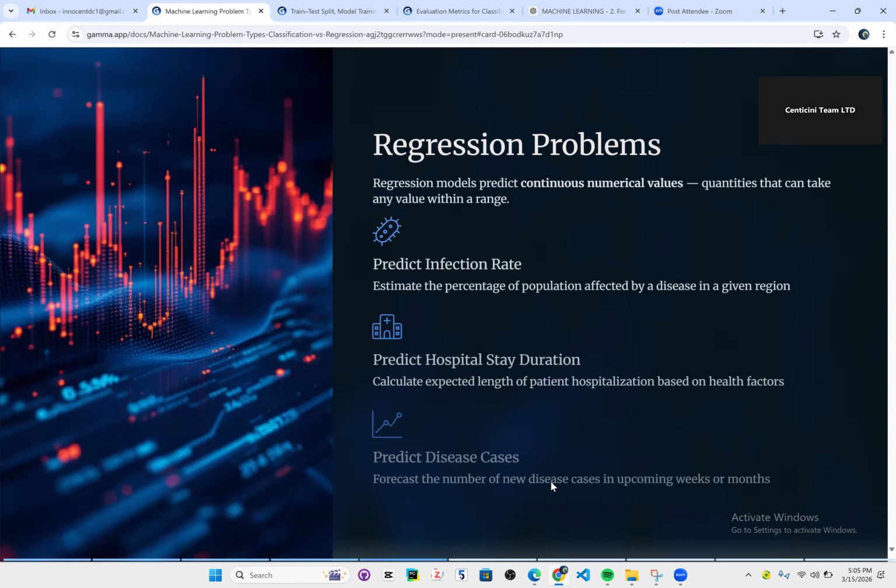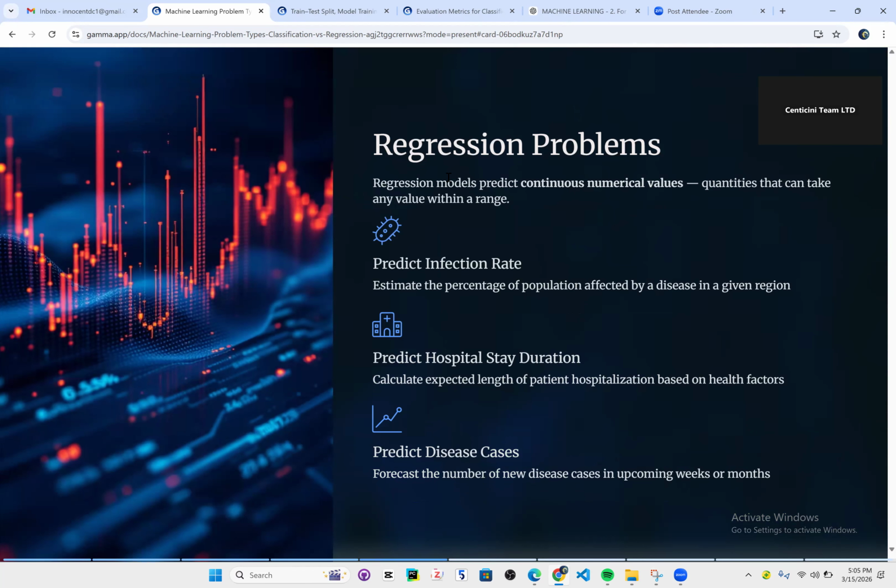So for regression problems, I would just want to stress more on that. Regression models predict continuous numerical variables, right? So quantities that can take any kind of value within a range, like we talked about predicting infectious rates. When you're trying to estimate the percentage of population affected by a disease in a given region, that target is continuous. Hospital stay duration, same, predicting disease cases.